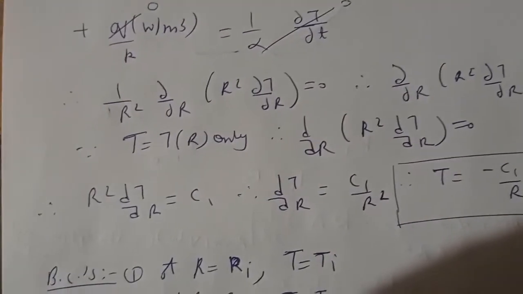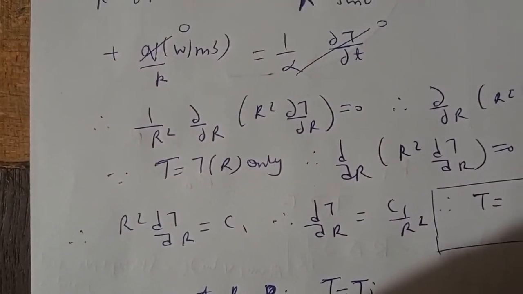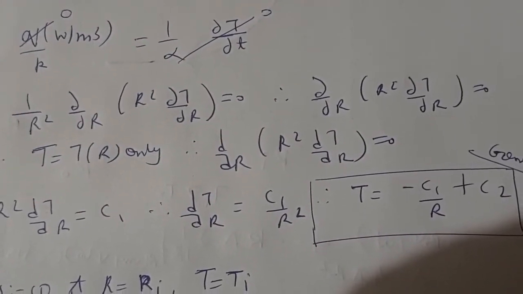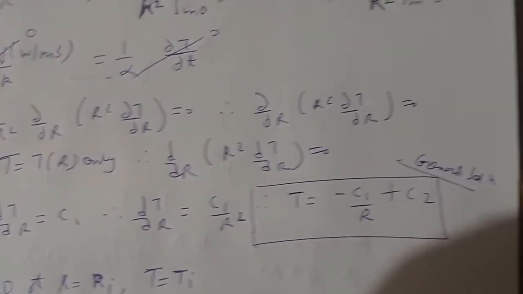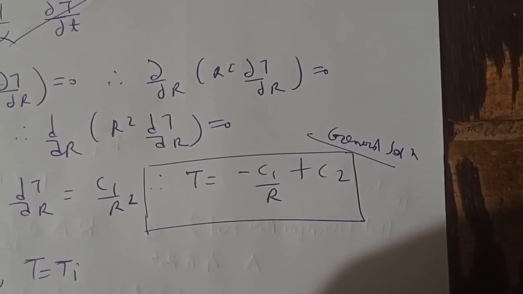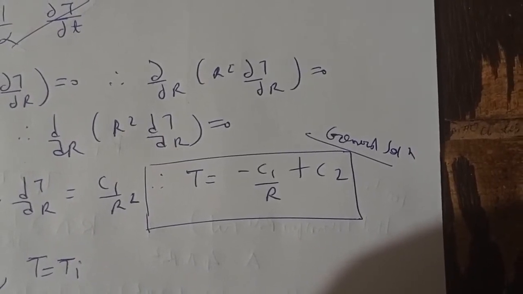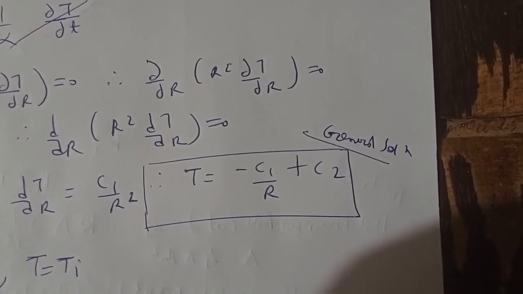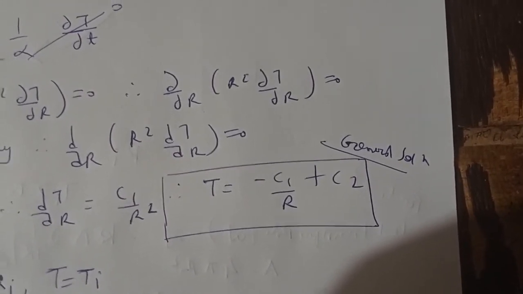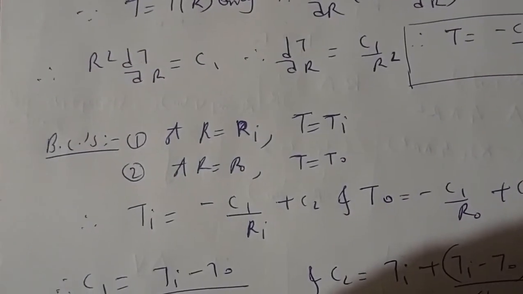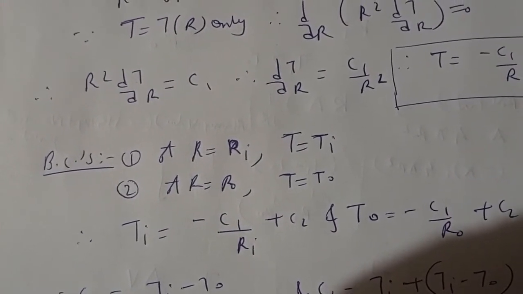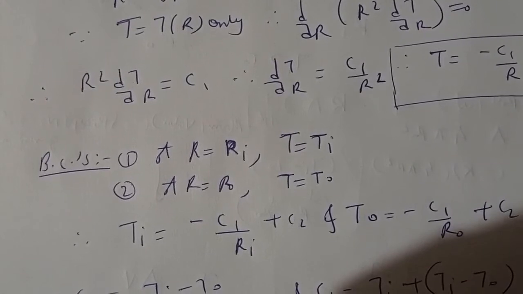We will integrate it once, we will get r square dT by dr equals C1. We will rearrange it, so dT by dr equals C1 upon r square, and we will again integrate it. We get T equals minus C1 upon R plus C2. Now, since there are two constants, we will need two conditions of T with respect to the radius. So we will go to the boundary conditions, that is at r equals ri, the inner surface, T is Ti, and at r equals ro, the outer surface, T is To.